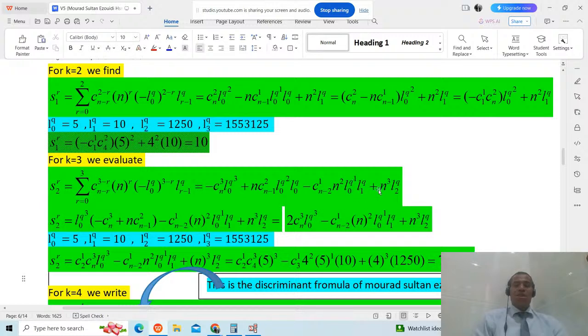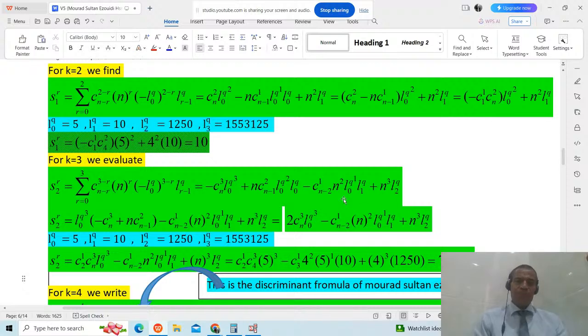And when r equals 3, you can note this one, we will get n cubed. This one negative L0 for the q, 3 minus 3 is 0, so negative L0 for the q raised to the power 0 is 1. You just take the last term, which is 3 minus 1 gives you L2 for the q.